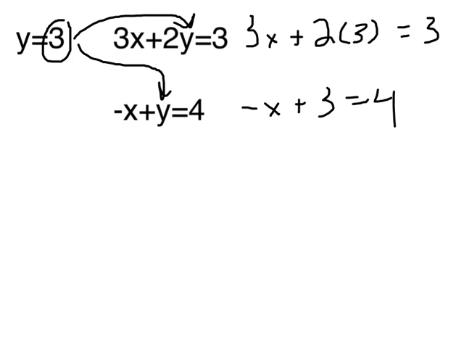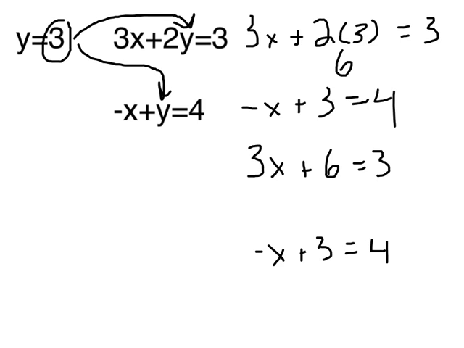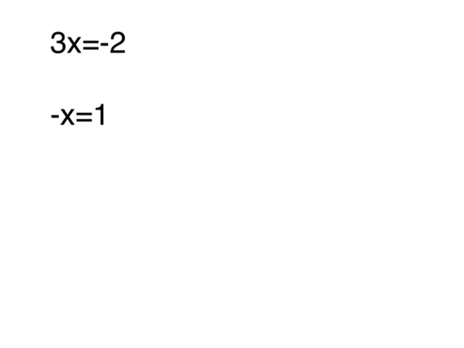Now real quick, we're going to condense these equations down because we only have one variable right now that we can solve for. So once we condense these down, we can solve for x. So we have 2 times 3, which is 6. I'm going to rewrite these down here. 3x plus 6 equals 3, and negative x plus 3 equals 4. So now what we're going to do on the top equation, we're going to subtract 6 from both sides. And down here, we're going to subtract 3 from both sides. And now we end up with the two equations, 3x equals negative 2, and negative x equals 1.